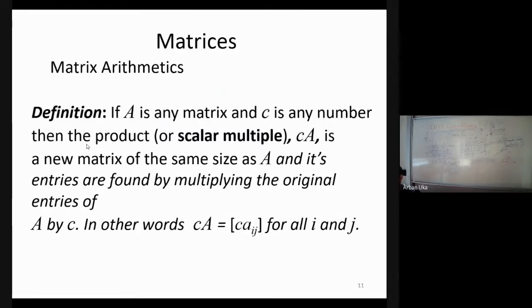Now, a matrix is like a more complex term than a vector. Okay, like vector quantities are different, and scalar quantities are different.